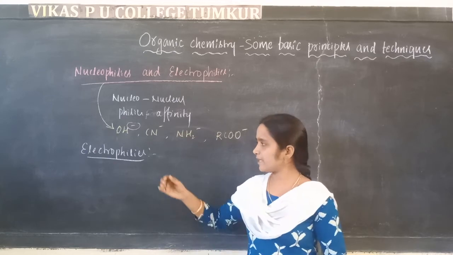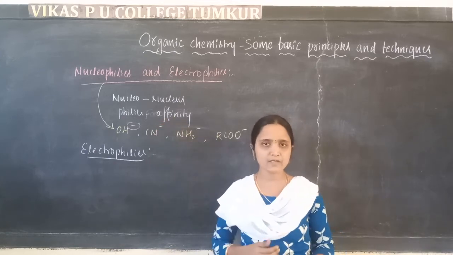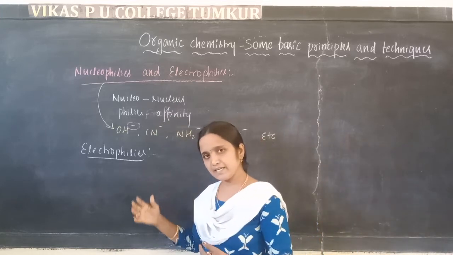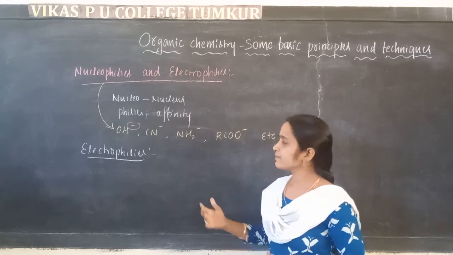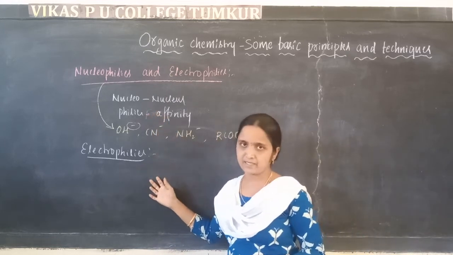Nucleophiles are electron rich species and electrophiles are electron deficient. Therefore these two can easily react with each other. One is ready to donate, and the other is ready to accept.